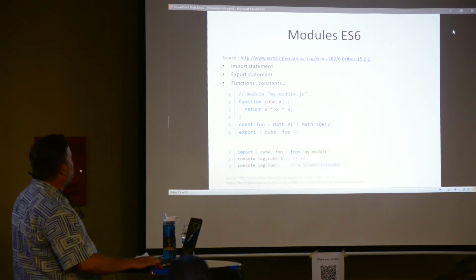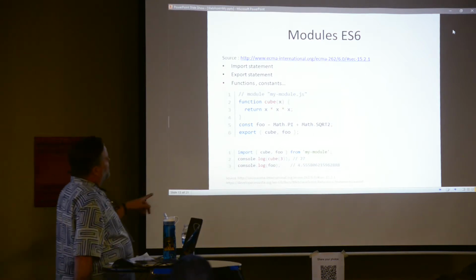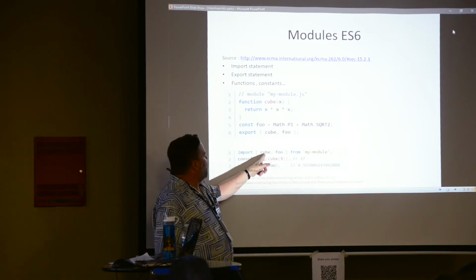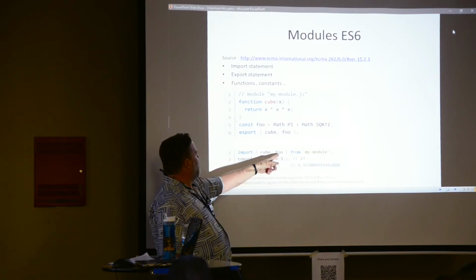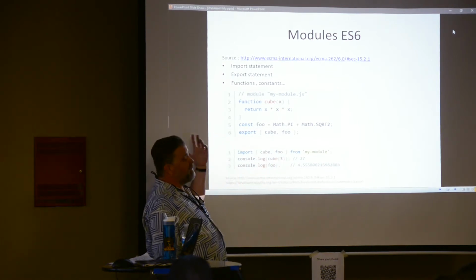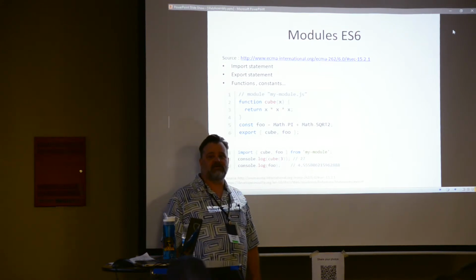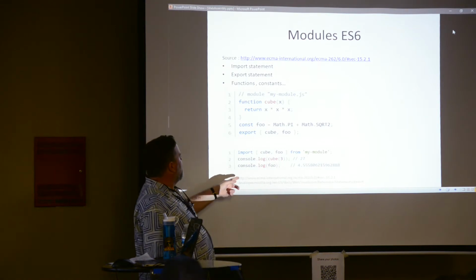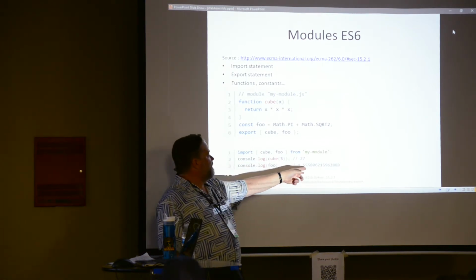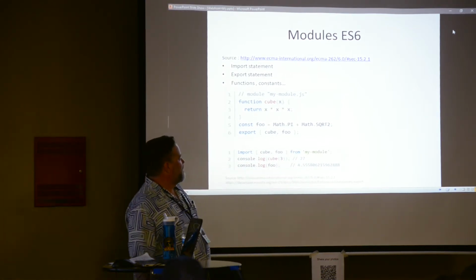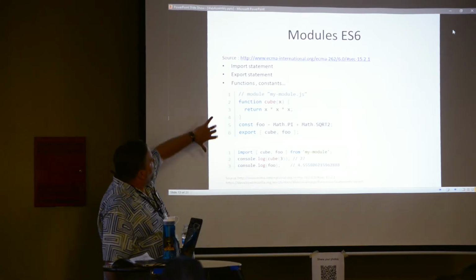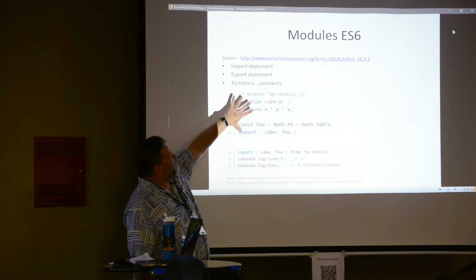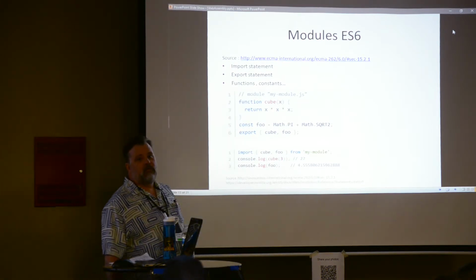What's the next slide? And so if we're going to use this module, we're going to import from my module. We're going to import cube, we're going to import foo, and then we can use them just like we would in any standard JavaScript. So we can say console log cube, and we'll get 27. And if we log that constant, we'll get some nice floating point constant. So basically what WebAssembly will do is it'll replace this. Instead of being JavaScript, it'll be a WebAssembly module.